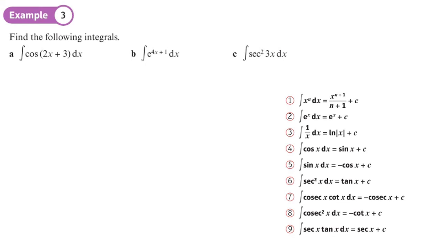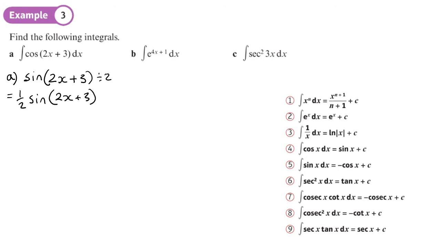Right, now I think in all of these the inside of the bracket is linear, and we've got our list of integrals here, including the ones that we should be memorizing. So the steps are to integrate the outside, so cos becomes sine. Then we divide by the inside differentiated, so the inside differentiated is 2, so we divide by 2. So you might want to write it as half sine 2x plus 3.